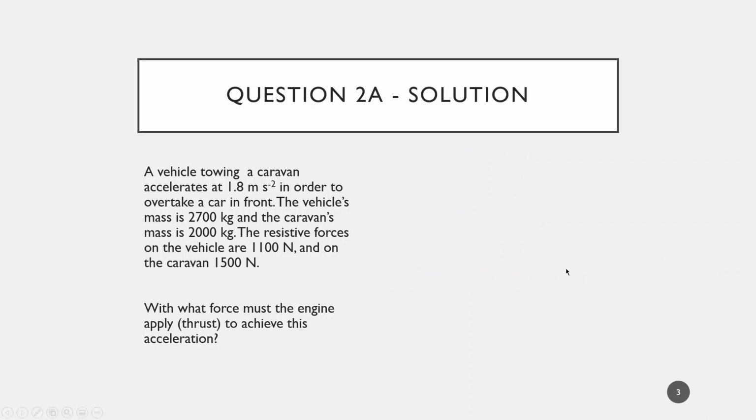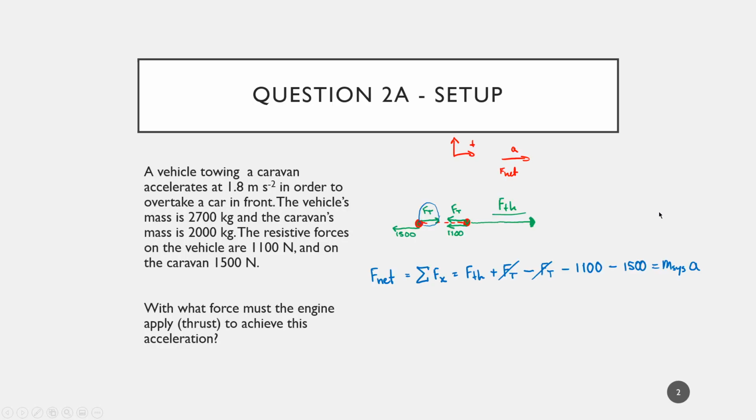Again, I've left some room here for some reason. I don't think we need that room. So let's just write it down here. So our job is to solve for the thrust. We have one equation with one unknown. Okay, we know the mass of the system. We're told the mass of the vehicle and the caravan. Just add them together. We're told the acceleration is 1.8.